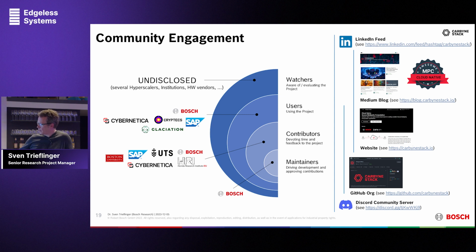And then we have different ways of engaging with the community. So we have, of course, the GitHub repository. We have a website where we communicate documentation and also events around Carbyne Stack. We have recently started a Medium blog. So together with Otto, I also described there this thing that I mentioned, combining Constellation and Carbyne Stack to create an even more secure system. We have a LinkedIn feed that you are invited to follow to see what's going on.